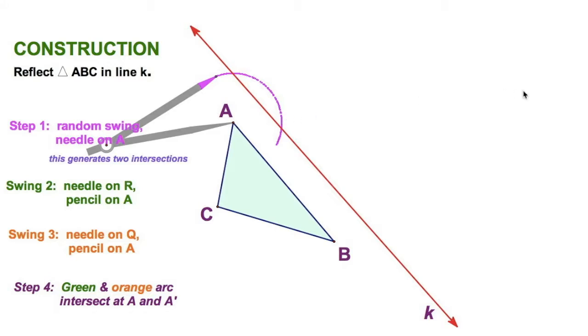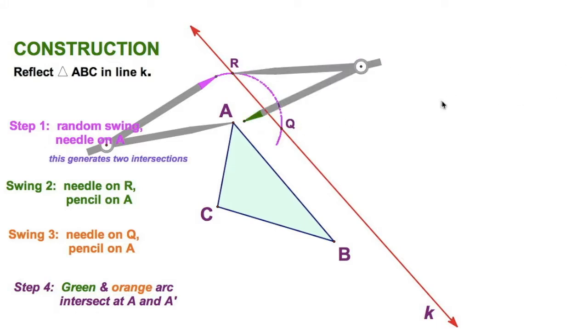Now that random arc intersects this line at 2 points. I'm going to name those 2 points, only here. I'm not going to name any more points after this. R and Q. 2 points of intersection that are both equidistant from A. Well, that's how this works.